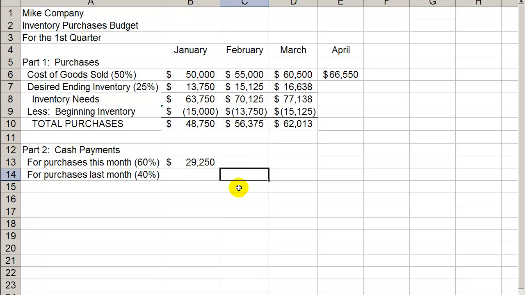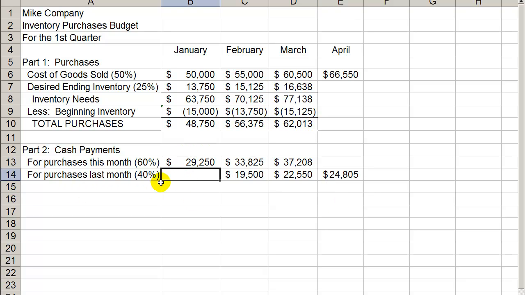The remaining 40% will be paid for next month. Again, you pay for 60% of your purchases this month, the remaining 40% next month. So in February, you're going to pay for 60% of this $56,375 in February, the remaining 40% in March. In March, you're going to pay for 60% of the $62,013 in March, the remaining 40% in April.